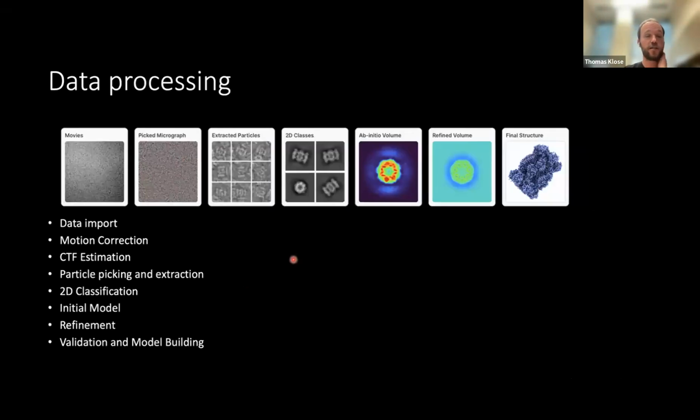Okay, so once you have all your data, you need to do data processing. And the rough steps for that is that you import your data, then you do what is called motion correction, then CTF estimation, then you pick your particles and extract them from your micrographs. Then you do what is called a 2D classification, an initial model, you refine, and then you need to validate and build your model in an iterative procedure.